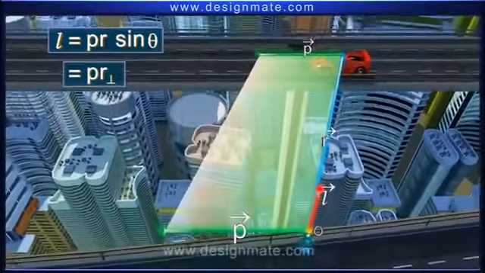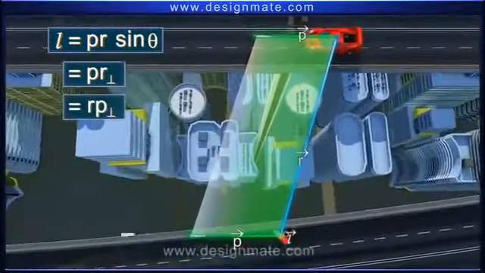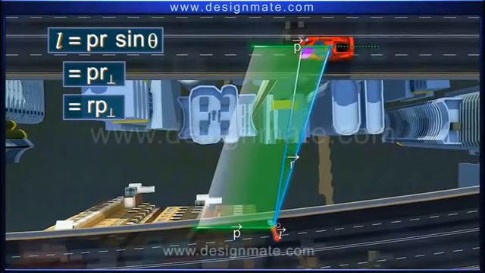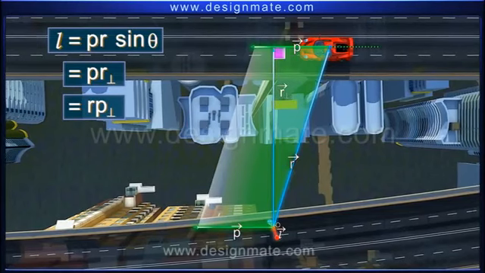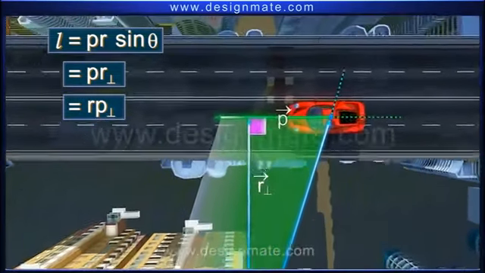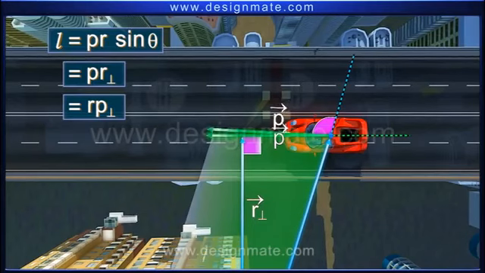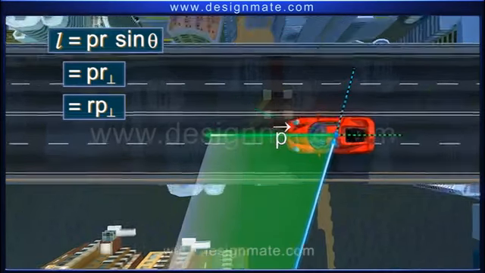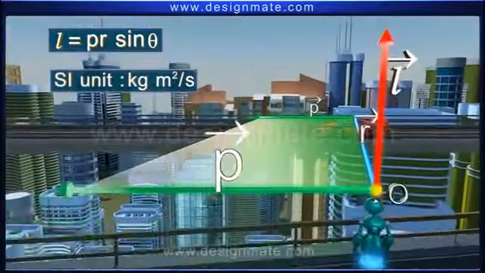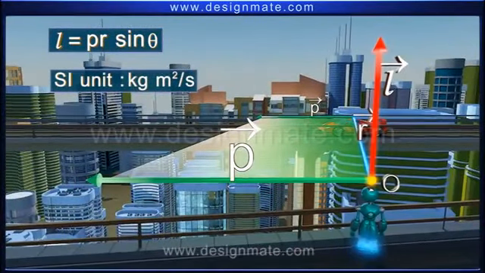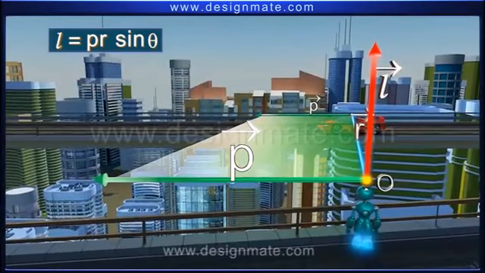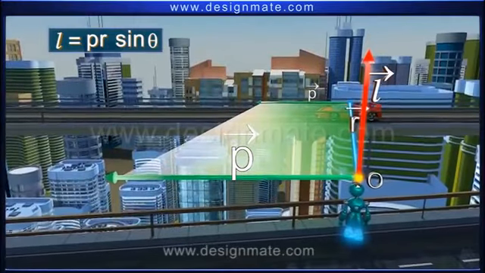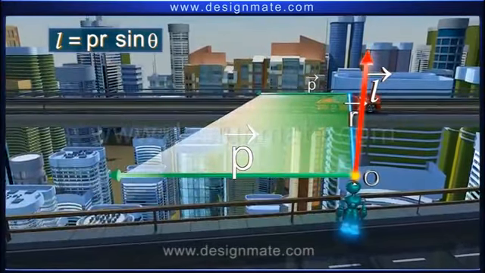It is equal to p r perpendicular or r p perpendicular. Here, r perpendicular is the component of vector r perpendicular to vector p, and p perpendicular is the component of vector p perpendicular to vector r. The SI unit of angular momentum is kilogram meter square per second. Clearly, for the observer standing at O, the car always has some finite angular momentum.